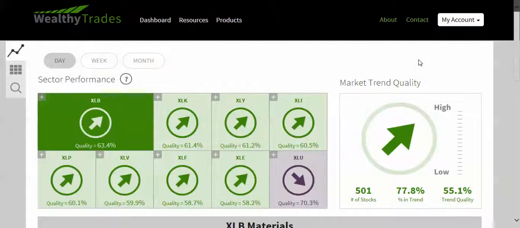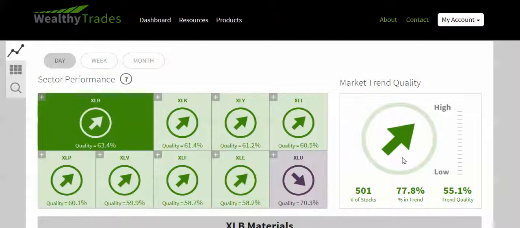And if you remember, very simply, the way we get our directional bias and check off box number 1 on step number 1 is by the market trend quality gauge within the WealthyTrades.com dashboard. So we look at the market trend quality. It's this simple. I look at the market trend quality score, and I see that the market's moving up because the arrow is up. If it was moving down, the arrow would be down. I see that 77.8% of those stocks in this example of 501 are moving to the upside. And so I know I need to be a buyer.